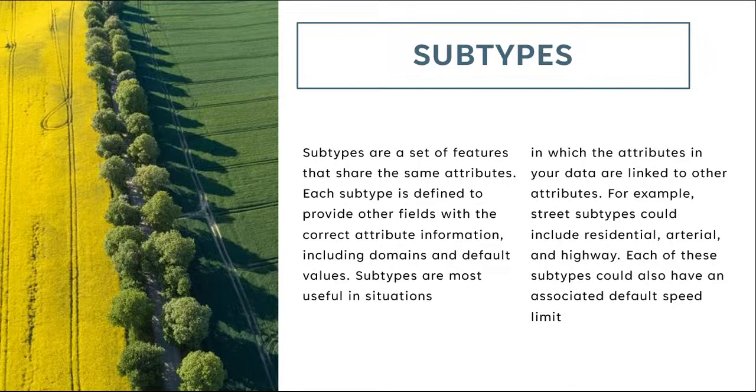So basically, subtypes are more like a categorization. You try to categorize things, such as roads. We have major roads, minor roads, highways, arterial, residential, and all that. Now, on the streets subtypes, we have residential, arterial, and highways. So basically, these two things help us to understand more of our data in ArcGIS.